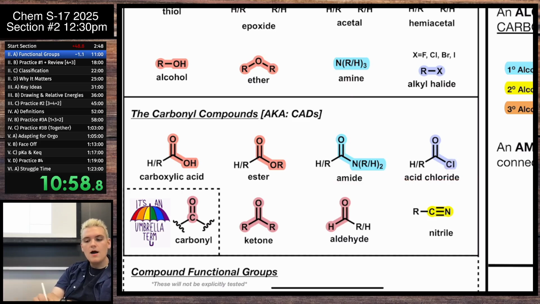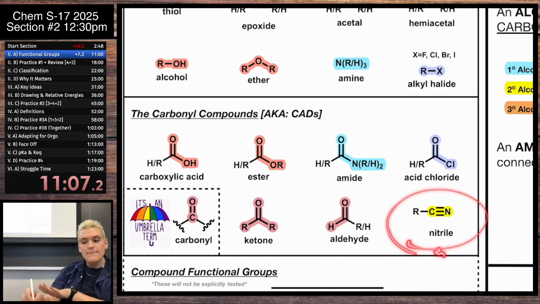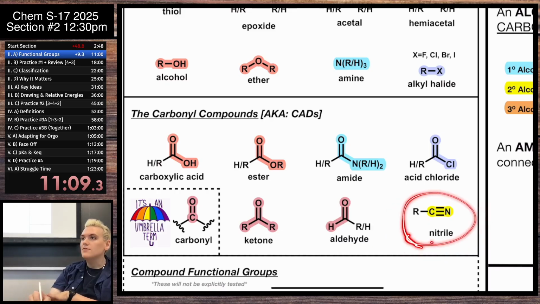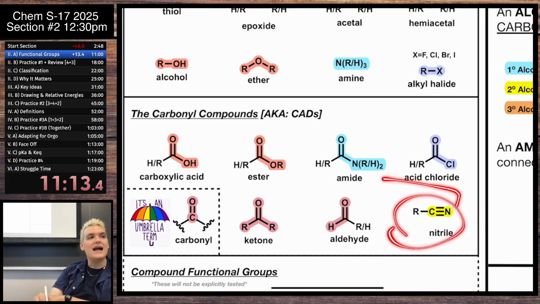The one odd one out here is this nitrile, which is a CN triple bond. It's unclear why we are putting that in this family now, but when we get to lecture 5, we're going to learn the reactions of this group, and the nitrile does a lot of similar reactions to the other ones around here.